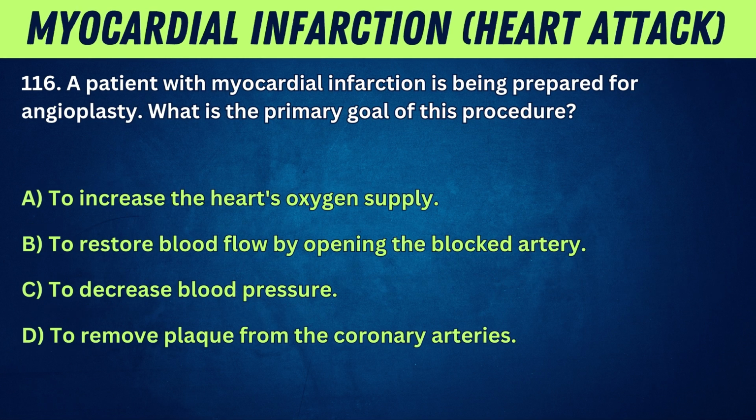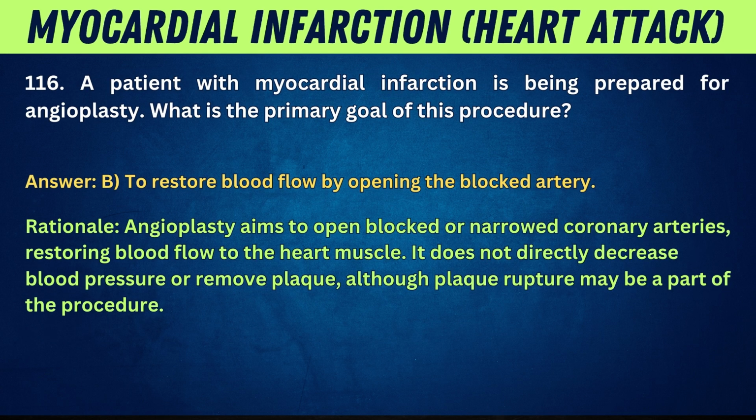116. A patient with myocardial infarction is being prepared for angioplasty. What is the primary goal of this procedure? A. To increase the heart's oxygen supply. B. To restore blood flow by opening the blocked artery. C. To decrease blood pressure. D. To remove plaque from the coronary arteries. Answer: B. To restore blood flow by opening the blocked artery. Rationale: Angioplasty aims to open blocked or narrowed coronary arteries, restoring blood flow to the heart muscle. It does not directly decrease blood pressure or remove plaque, although plaque rupture may be a part of the procedure.